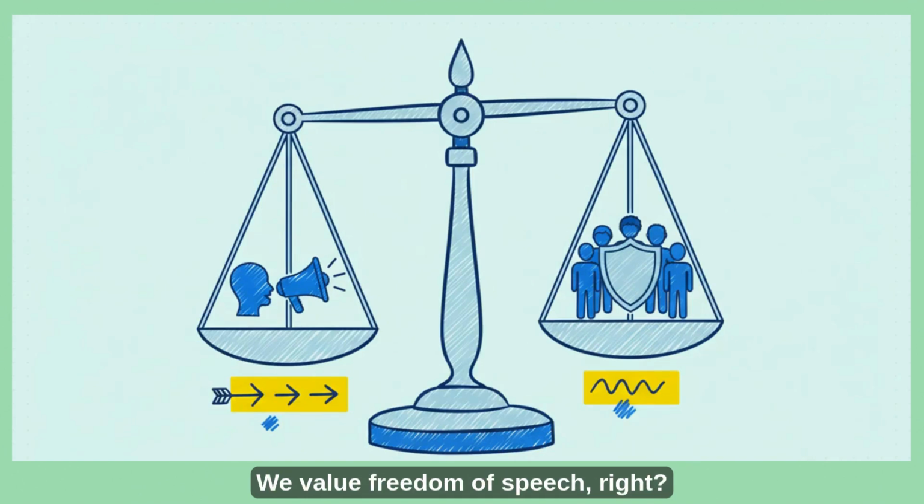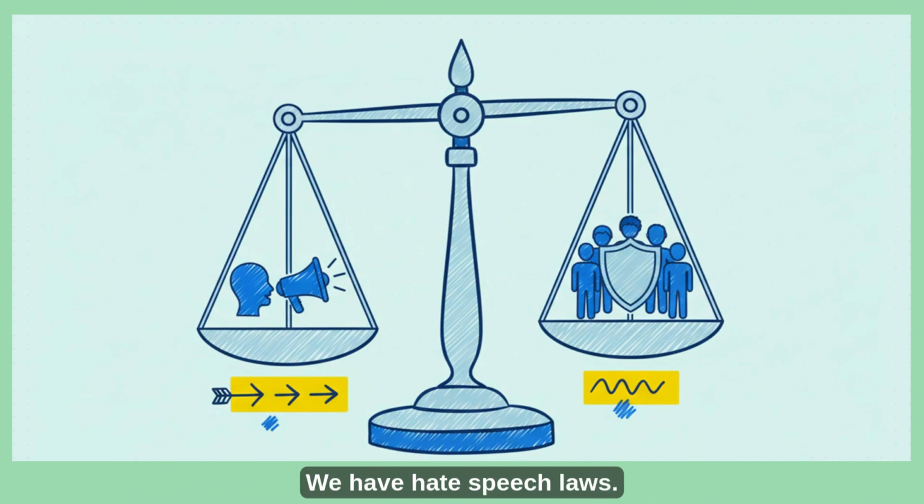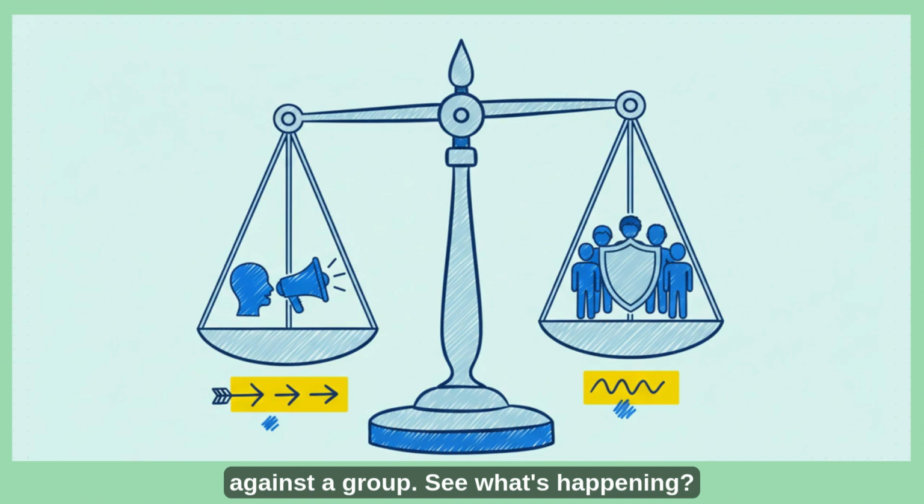We value freedom of speech, right? That's a super individualist value. You have the right to express your own opinions, but there's a limit. We have hate speech laws. You're not allowed to use that freedom to promote hatred against a group. See what's happening? We're balancing an individual right with the safety and well-being of the collective.